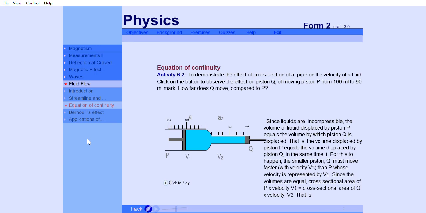The volume displaced by piston P is equal to the volume by which piston Q is displaced. This is because a liquid is not compressible. That is, the volume displaced by piston P equals the volume displaced by piston Q in the same time. But volume is equal to cross-sectional area times velocity. Therefore, A1V1 = A2V2. This is the equation of continuity.